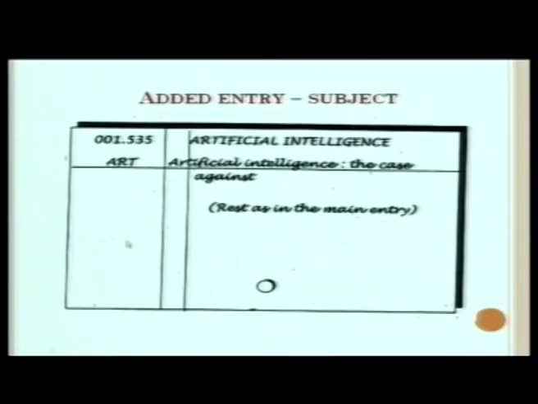So, here you can notice that the accession number is missing. It is not necessary to write the accession number in the added entries, that is not required, and you also do not have to repeat the entries you have made in the main entry again in the added entries. Simply you can close it by mentioning within circular brackets "rest as in the main entry". So, this is more than enough, and this is complete in the case of the added entry for the subject.